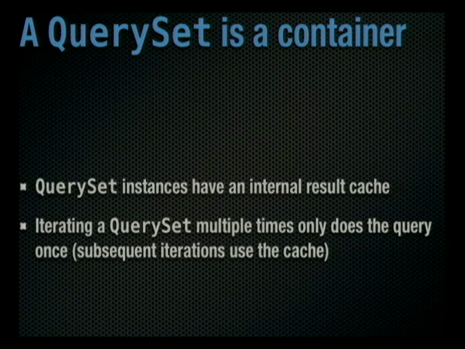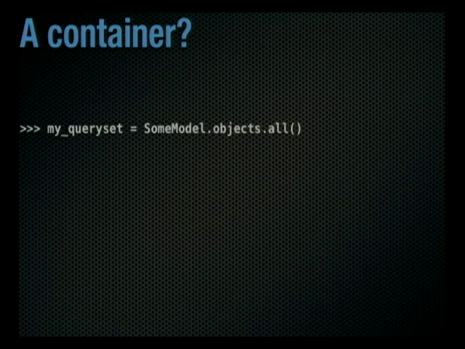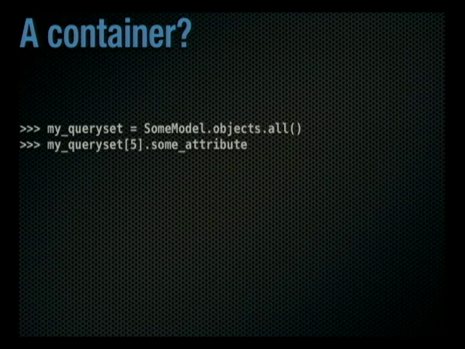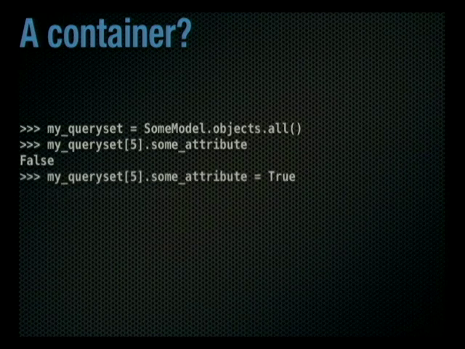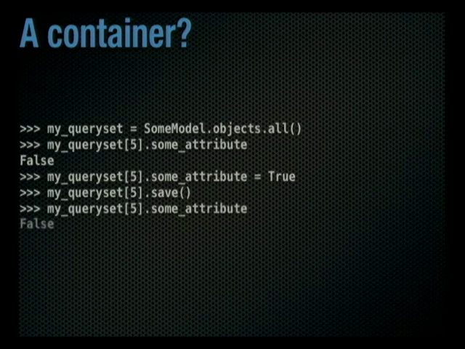Iterating over a query set multiple times will only do the query the first time. Every time you iterate over it afterwards, it will just pull the results out of its cache. But here's where we get into the tricky part. Remember I said it acts sort of as a container. So imagine you do this little query. And imagine you ask what the attribute is on the 5th object in that query set. And let's say it's a Boolean and it comes back false. So you say, aha, I'll just assign true to that and save it. Wait a minute. What just happened here?